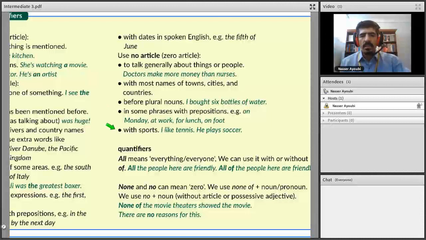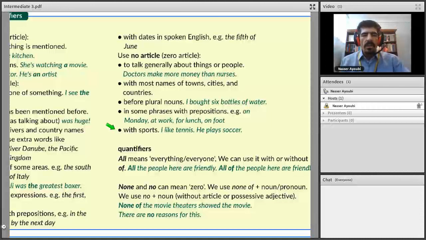And the last one is with sports. I like tennis. He plays soccer. Something that was not mentioned about the: we also use the before musical instruments. I'm going to learn how to play the piano, the guitar, the violin, and so on.